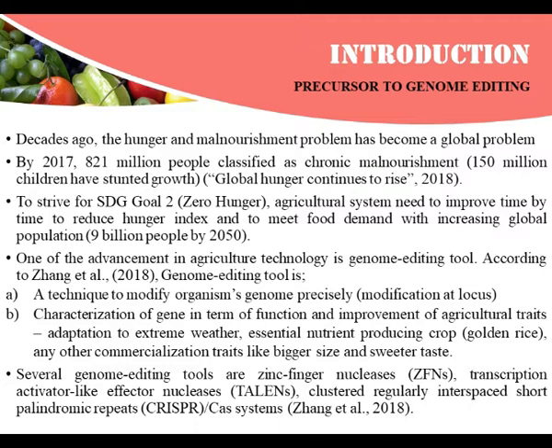According to Zhang et al. 2018, a genome editing tool is a technique to modify organisms' genome precisely, with modification at a locus. And next, genome editing is able to characterize genes in terms of function and improve agricultural traits by adaptation to extreme weather and essential nutrients, for example like golden rice, and any other commercialization traits like bigger size and sweeter taste.